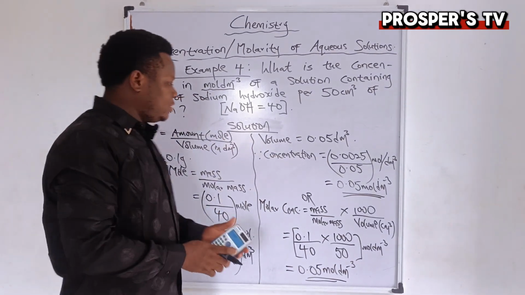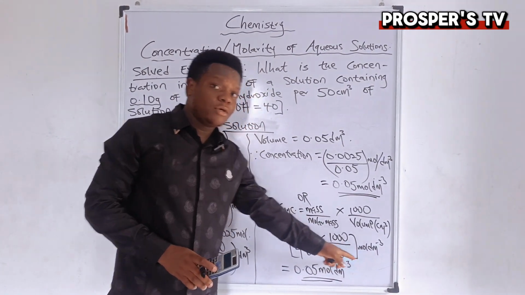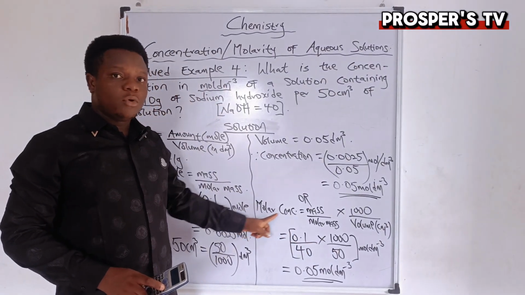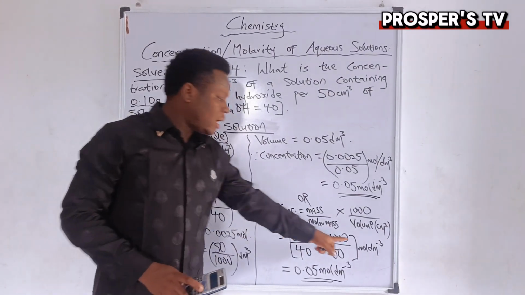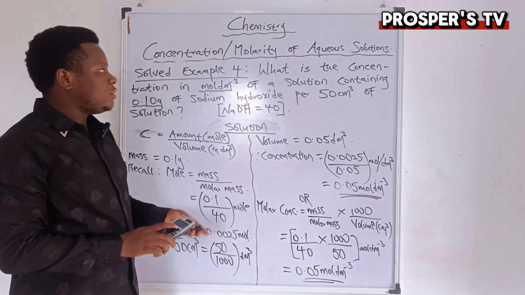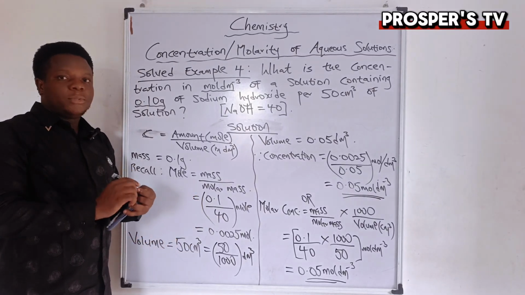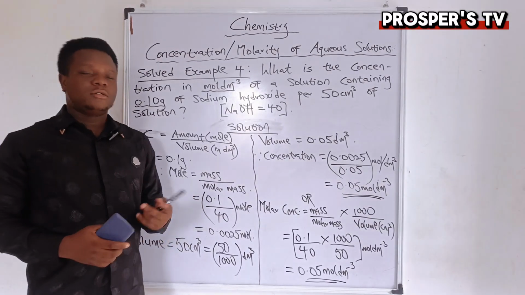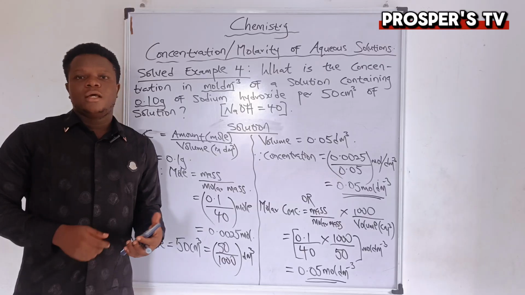In case you are wondering, how did we know that the units will be mole per dm cube? It's simply because this is molar concentration. Molar concentration implies mole per dm cube. So we'll move on to example 5, which might be the last example, or two more examples, and I will call it a day.